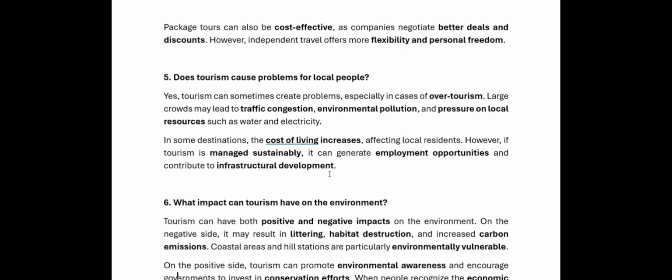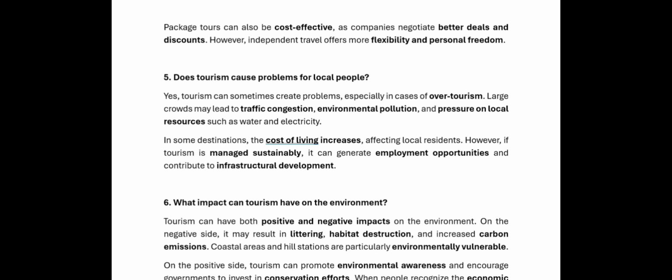Yes, tourism can sometimes create problems, especially in cases of over-tourism. Large crowds may lead to, again the word may lead to, traffic congestion, environmental pollution, and pressure on local resources such as water and electricity. In some destinations, that means in some tourist places, the cost of living increases, affecting local residents. However, if tourism is managed sustainably, it can generate employment opportunities and contribute to infrastructural development.